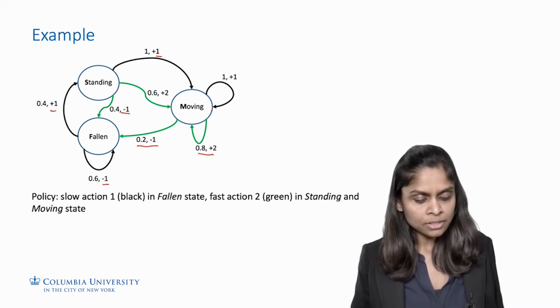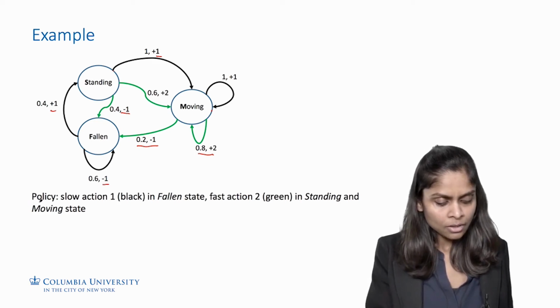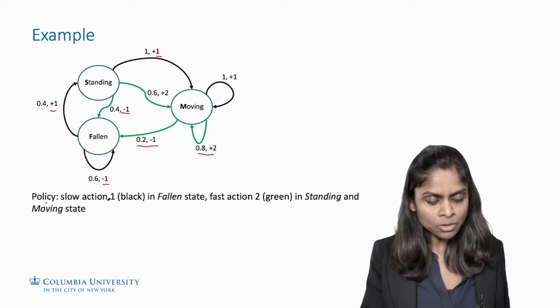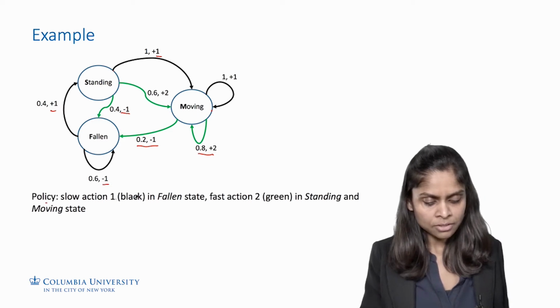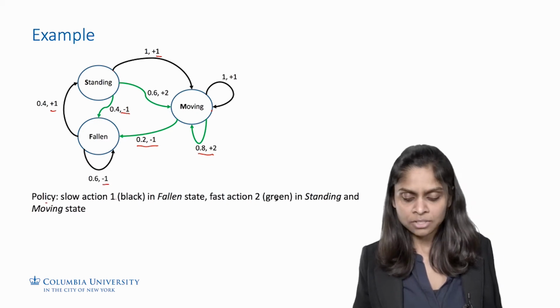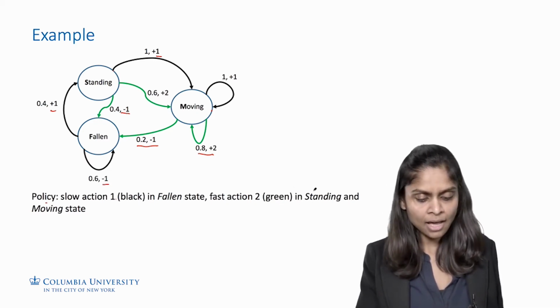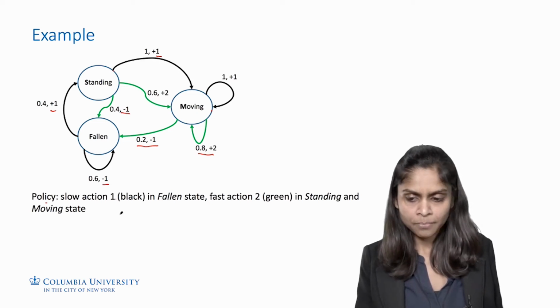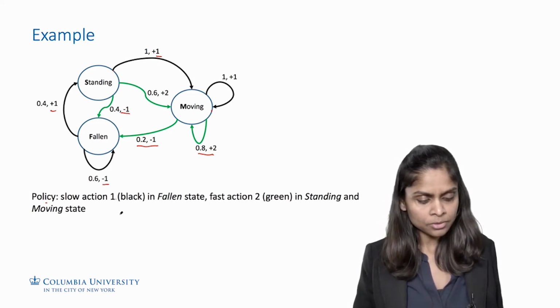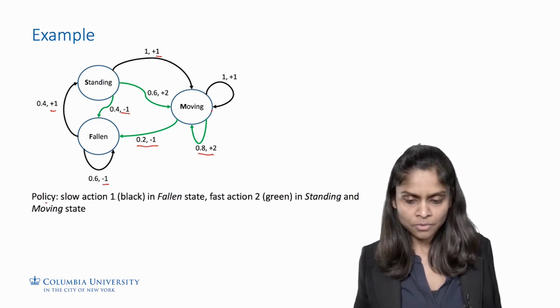Now let's evaluate the following policy. The policy is to take the slow action, or the first action shown by black arrows, in the fallen state, and the fast action, or the second action shown by green arrows, in the standing and in the moving states. Let's find out the value functions for every state when this policy is followed.